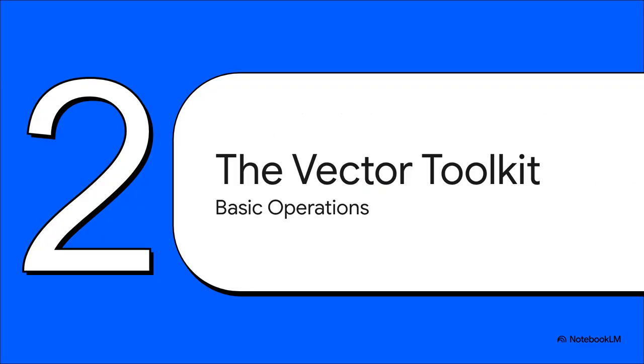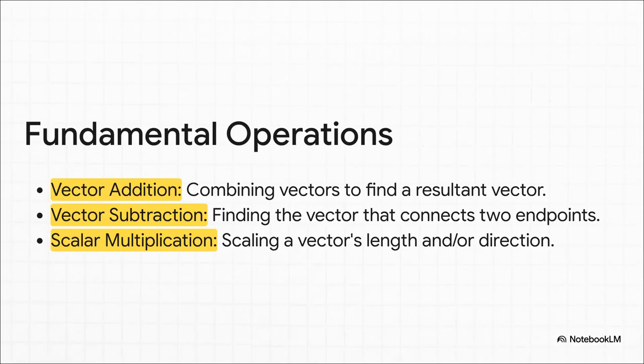Okay, so now we know what a vector is, but what can we actually do with them? It's time to open up the toolkit and check out the basic operations. There are really three fundamental moves, and they're all pretty intuitive. We can add vectors, which is like combining forces. We can subtract them to see the difference between them. And we can multiply a vector by a simple number, a scalar, to just scale it, make it longer, shorter, or even flip it around.